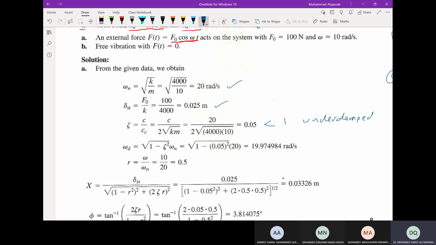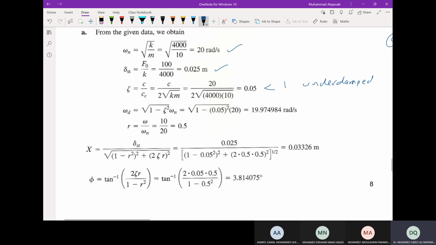Okay, so you can proceed to find omega d, because this is underdamped, and this is valid for underdamped. Omega d equals square root of 1 minus zeta squared times omega n. Square root of 1 minus 0.05 squared, multiplied by 20, becomes 19.975. Okay, you can truncate to 2 or 3 decimal places.